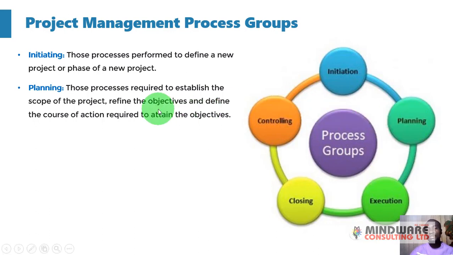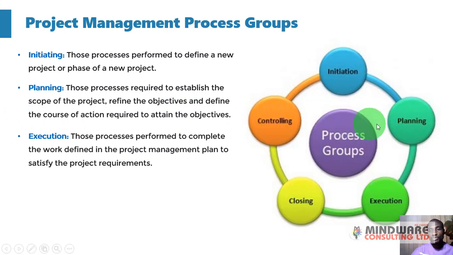So now you start putting plans together based on the information that you have. This product has to have this feature and that feature. So how are we going to get this done? So that at the end of the day we'll come up with something that is exactly what the customer says they want. So that's all the processes that go into the planning phase. You establish the scope, you refine the objectives, and then you define the course of action, what you need to do to be able to attain those objectives.